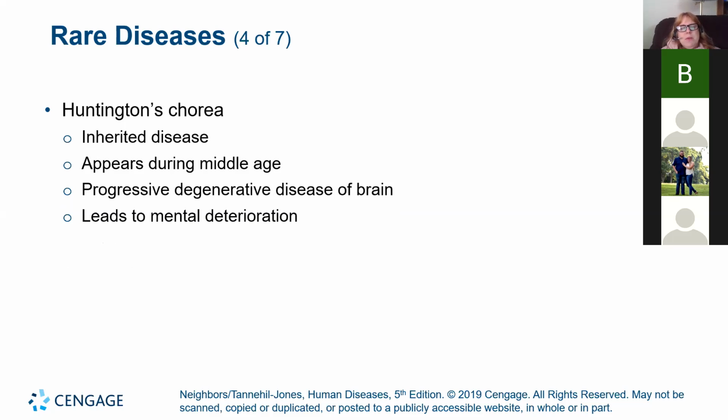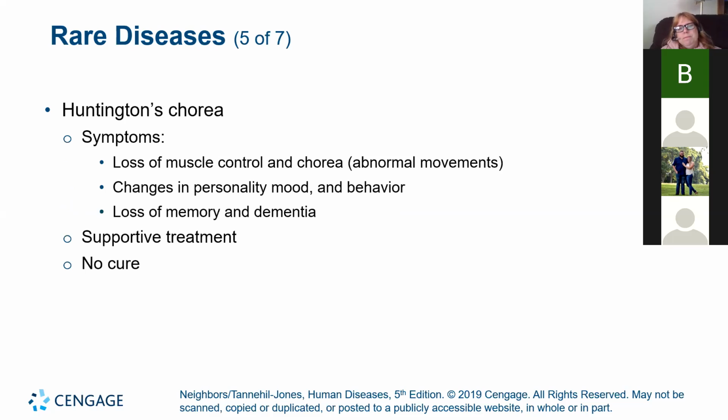Huntington's chorea. This is an inherited disease. It starts to appear during middle age. It's a progressive degenerative disease of the brain. It leads to mental deterioration. It leads to loss of muscle control and chorea. What chorea is, is abnormal movements. Usually the hands and the feet will start to jerk or twitch. It causes changes in personality, mood, and behavior.